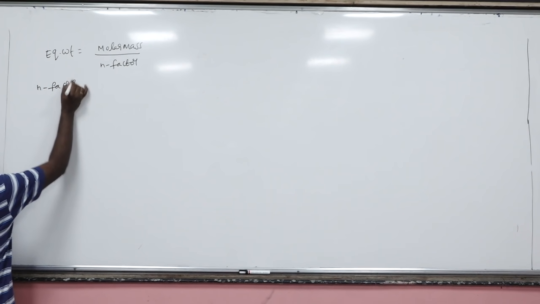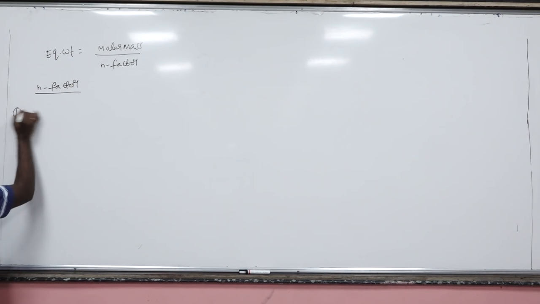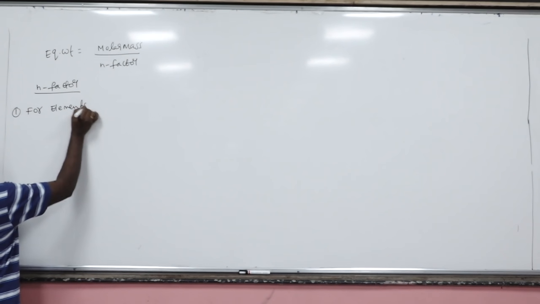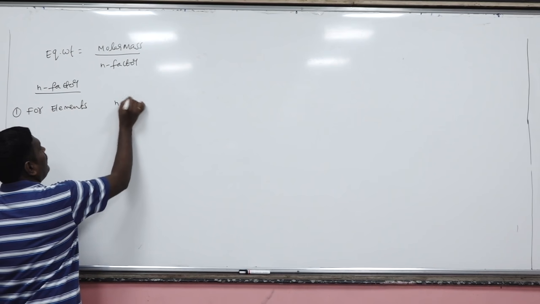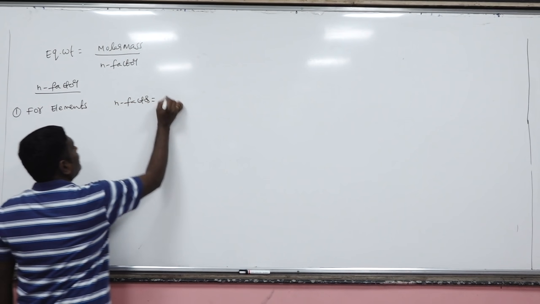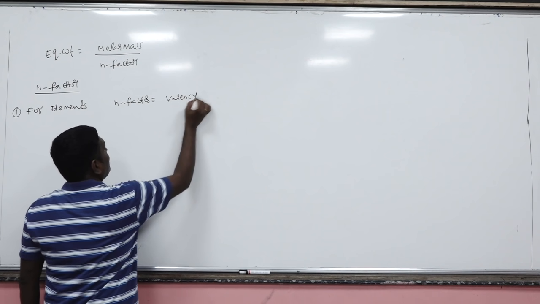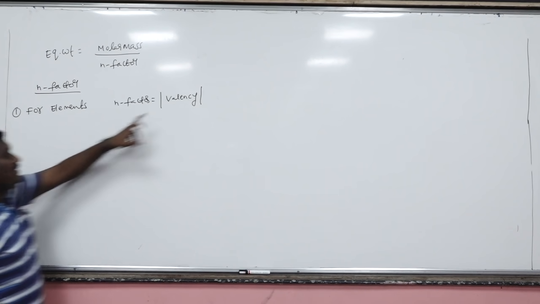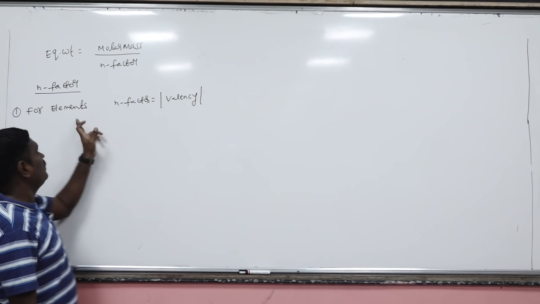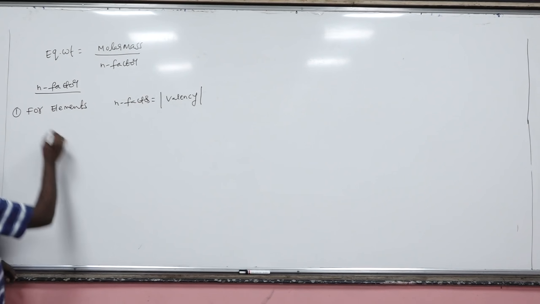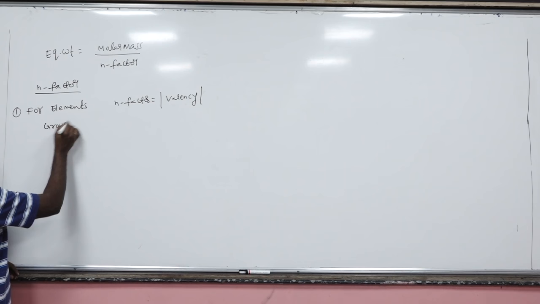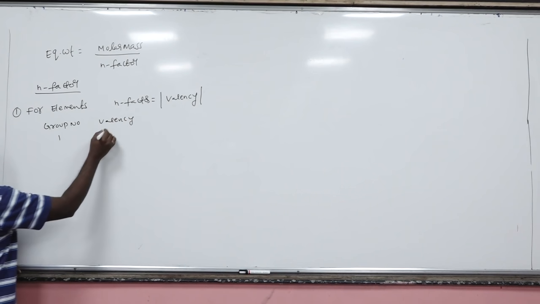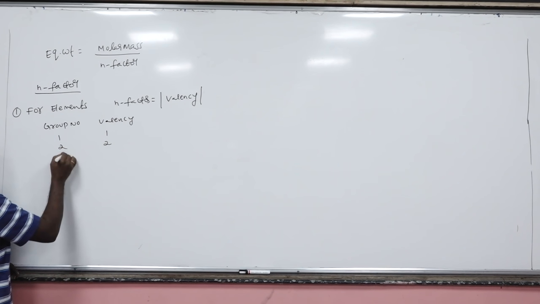Now, how to identify and calculate the n factor. Let's suppose for elements, n factor will be equal to its valency. Let's suppose first group element has valency 1, second group element has valency 2, third group element has valency 3. Group 1 valency 1, group 2 valency 2, group 3 valency 3.